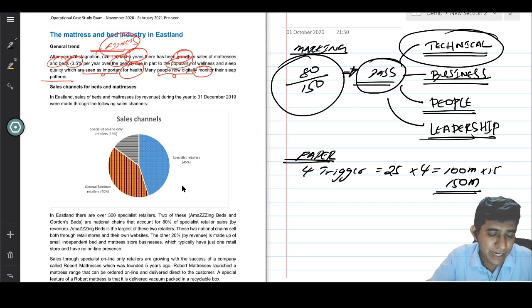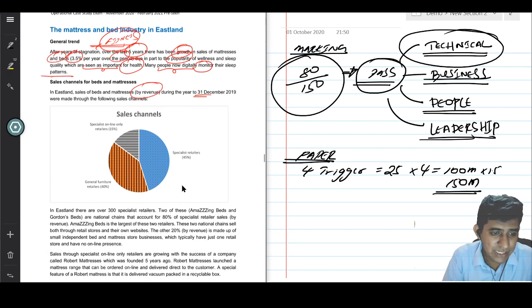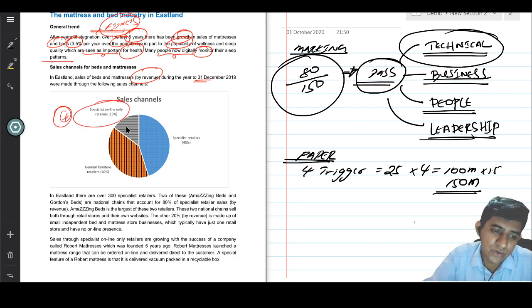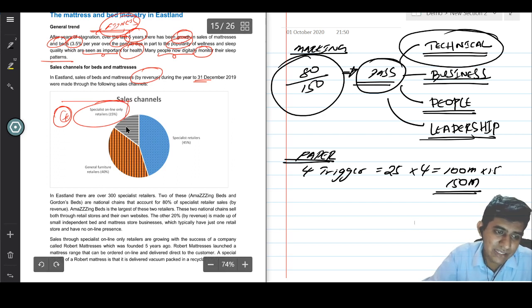Sales channels for beds and mattresses. In Eastland, sales of beds and mattresses by revenue during the year ended 31st December 2019, they have given. So generally, these are the sales channels: retailers, specialist 45, online stores 15. So just keep in mind, these are a threat students, because instead of going to the store, now you can order online. Anyway, they must deliver. So online store is better.